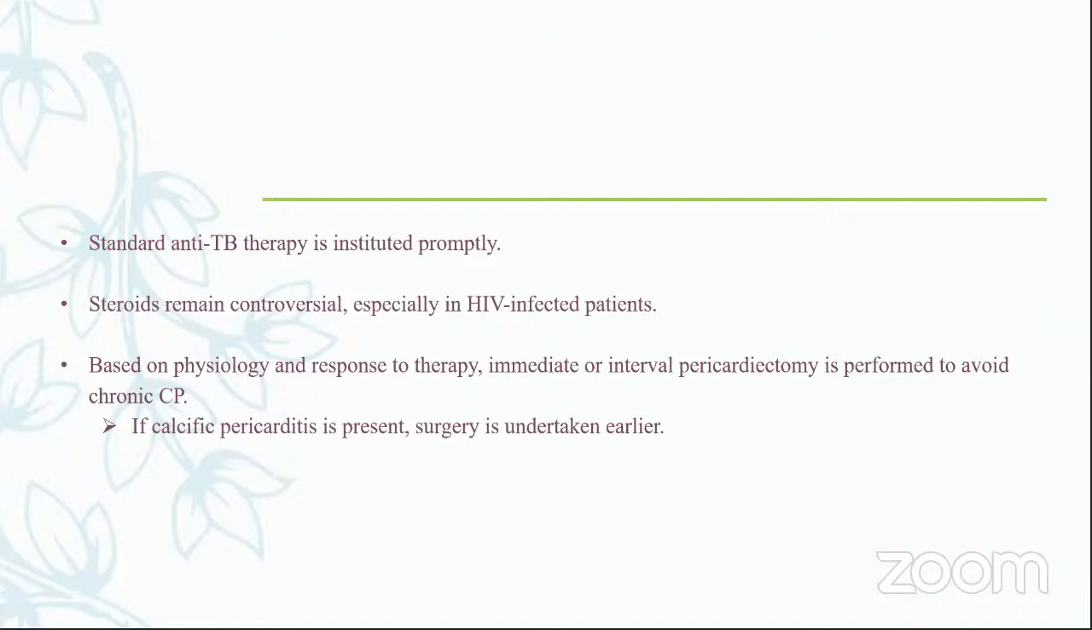The standard anti-TB therapy should be initiated promptly. Steroids remain controversial, especially in HIV-infected patients. Based on the physiology and response to therapy, immediate or interval pericardiectomy is performed to avoid chronic constrictive pericarditis. However, if calcific pericarditis is present and the patient is symptomatic, surgery must be undertaken earlier.